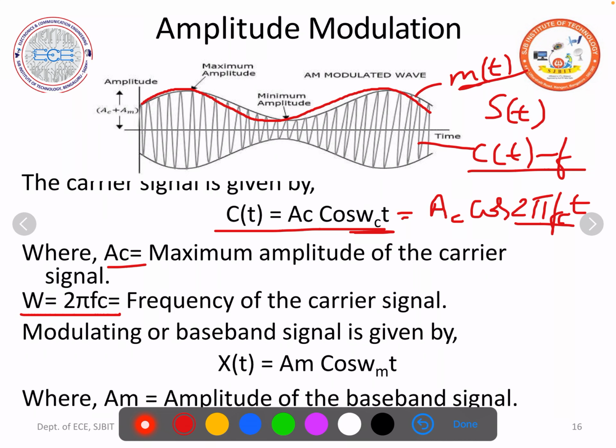Now the modulating or baseband signal, you can also take this representation as m of t or x of t. m of t is equal to Am into cos of omega mt, or you can also take this as Am into cos of 2 pi Fm into t, where Am is the amplitude of the baseband signal and Fm is the frequency of the baseband signal.